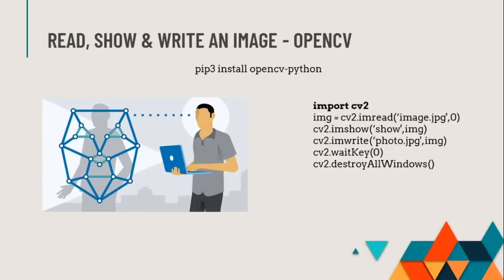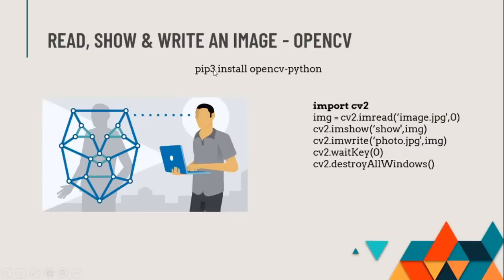Here we have already included imshow, so that's why it will take unlimited time to show that image. And then finally it will have destroyAllWindows, so whenever you press a key, it will close every window. It is for basic operations of showing, reading, as well as writing an image in your directory. This is the command for basic installation of the library.